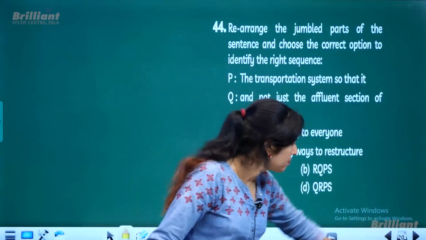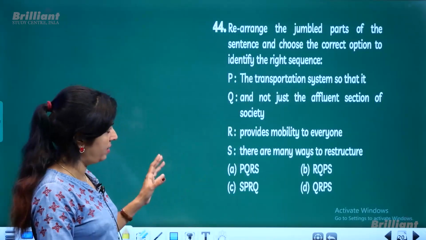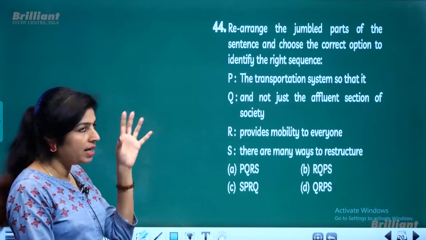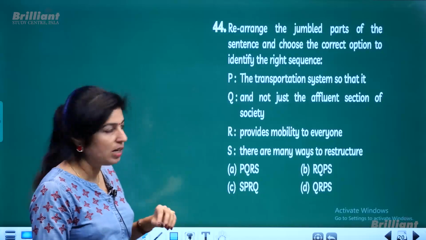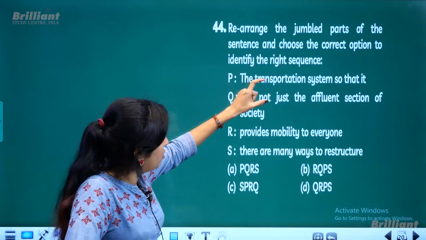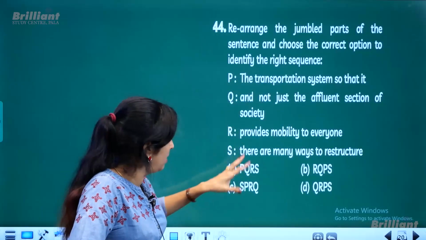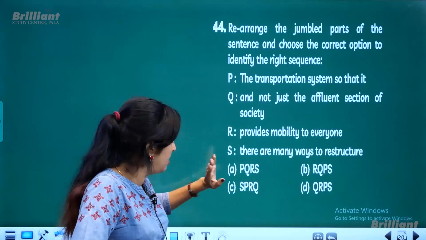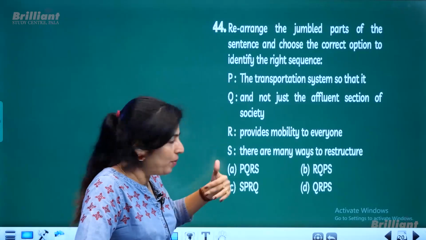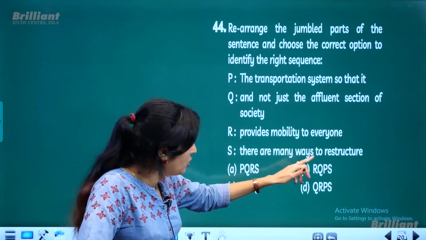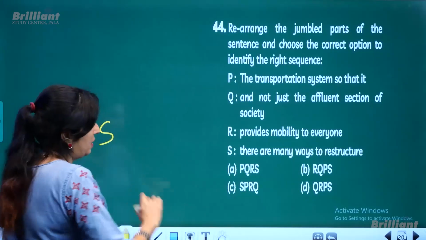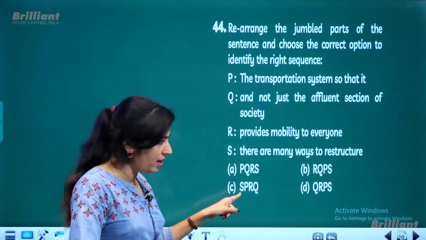Again, another question, same type, same instruction. You have to rearrange it to give it in a sequential order. The transportation system, so that, we cannot start with that. And, a sentence does not start with "and". Provides, that also is not the proper way. There are many ways to restructure. So we can start with S. And with S, only one option has started. It's easy.